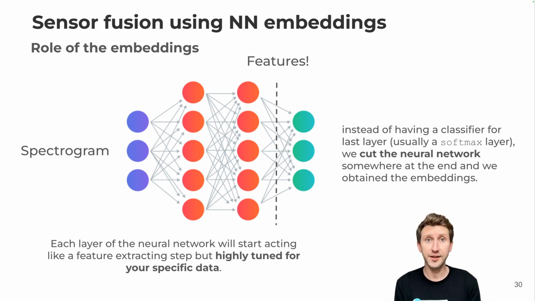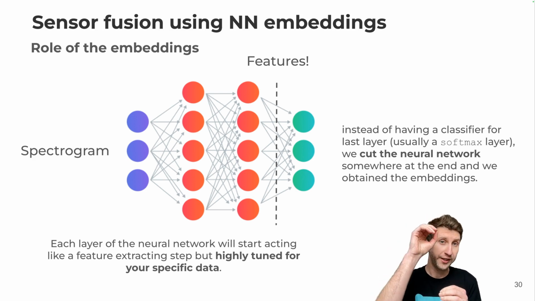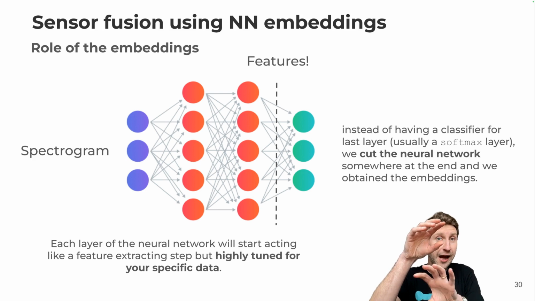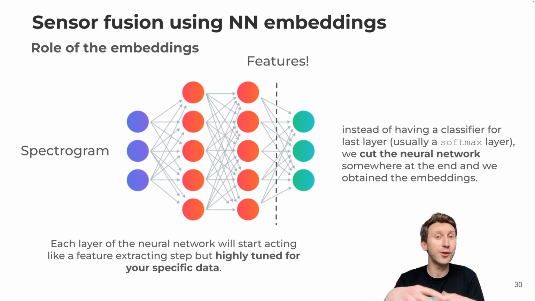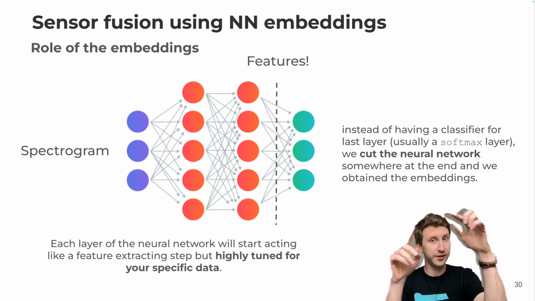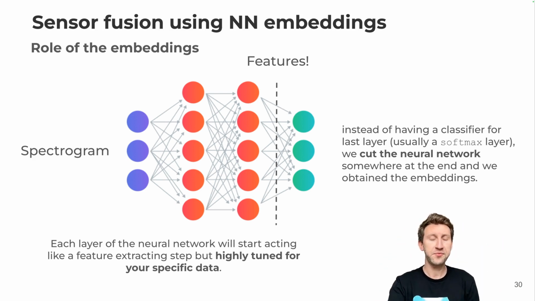So those embeddings can be used as features. Each layer of the neural network will start acting like a feature extractor, but will be highly tuned for your data. So you can combine your DSP techniques for extracting the spectrogram from audio, then add the neural network architecture that you cut to extract the embeddings, and you can package that into one single DSP block, one custom DSP block. How to do that in Edge Impulse?